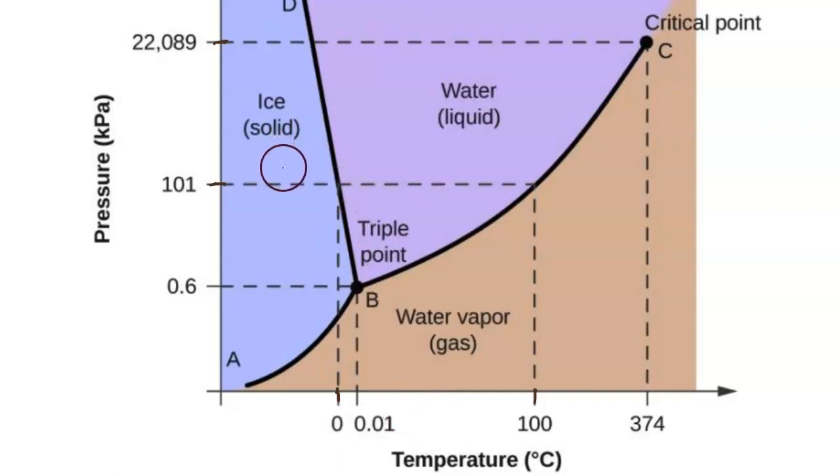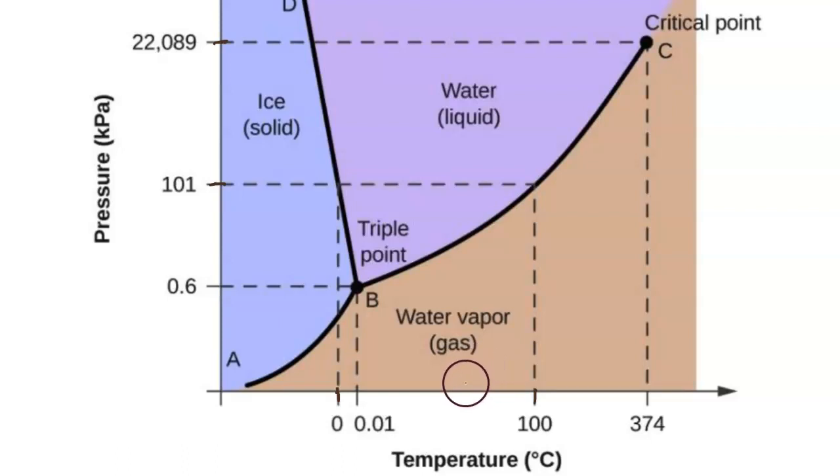The blue shaded region is where water is in solid form, and that's called ice. The violet shaded region is where water is in liquid form, and the tan region is where water is in its gas form, and that's called water vapor. This phase diagram shows the conditions of temperature and pressure at which water exists in these different phases.